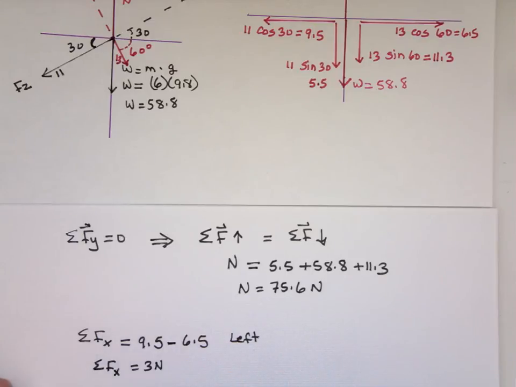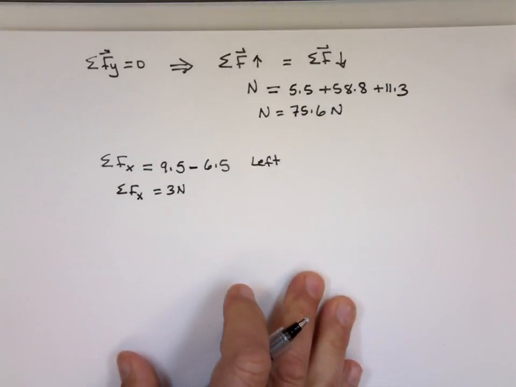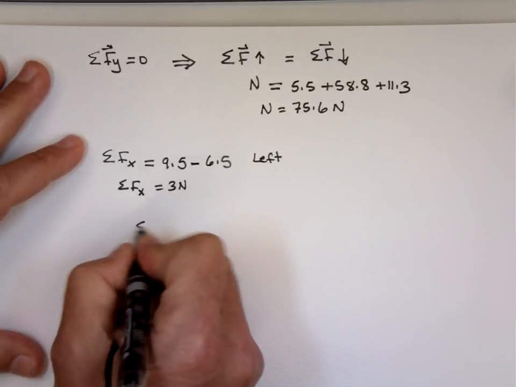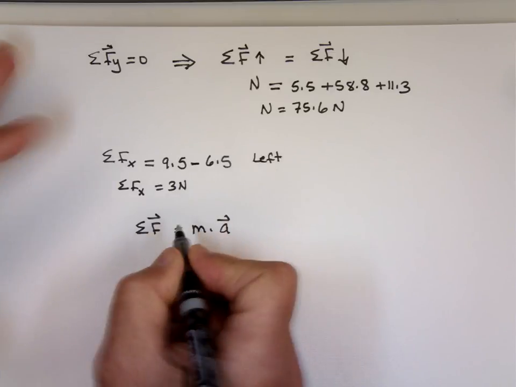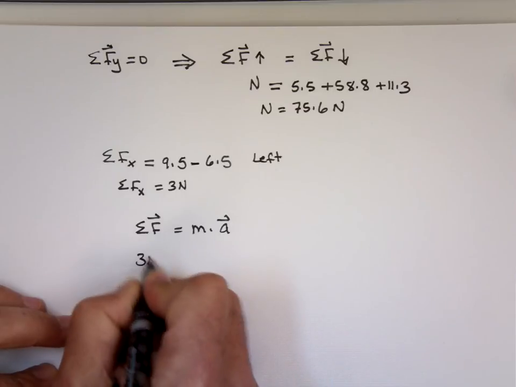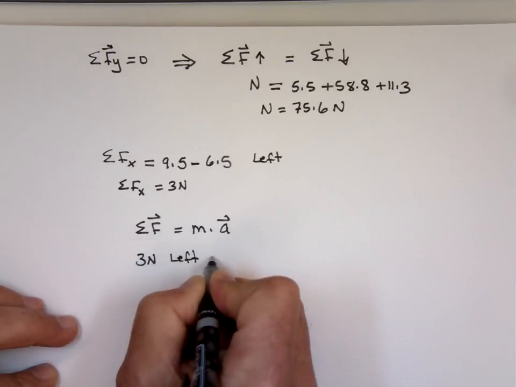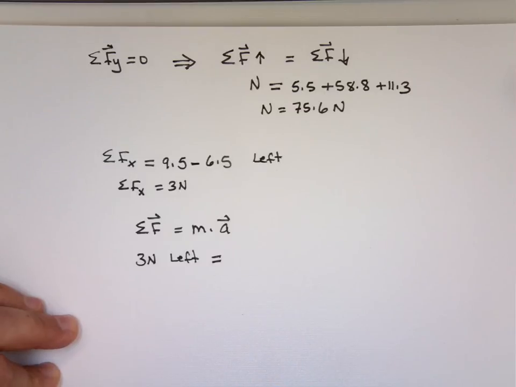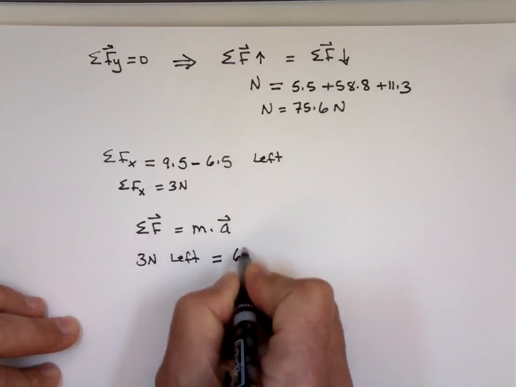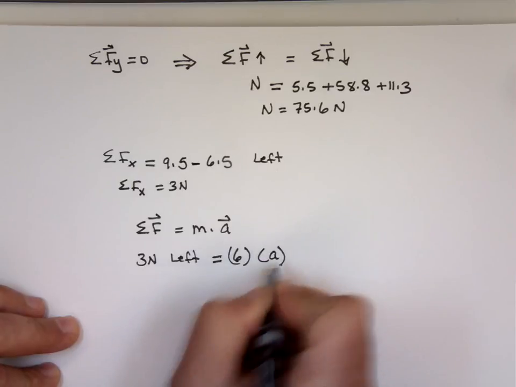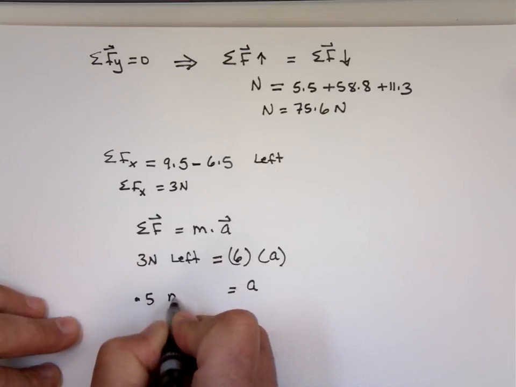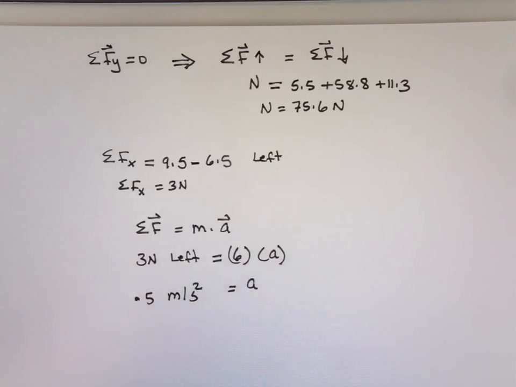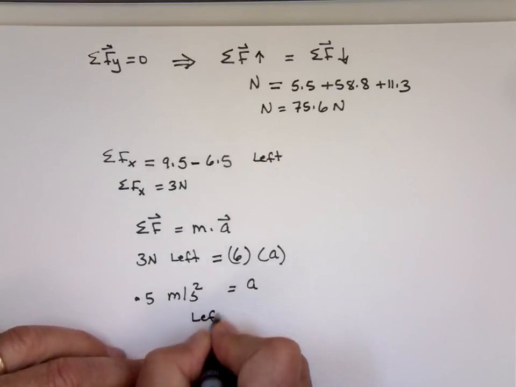Well, Newton's second law says if you have a net force, then the net force should equal the mass times the acceleration. My net force is 3 Newtons to the left. It should equal the mass, which is 6 kilograms, times the acceleration. So the acceleration has to be 3 divided by 6, which is 0.5 meters per second squared. And it's always the same direction as the net force. So which direction is the acceleration? Left. The block of ice will move to the left.